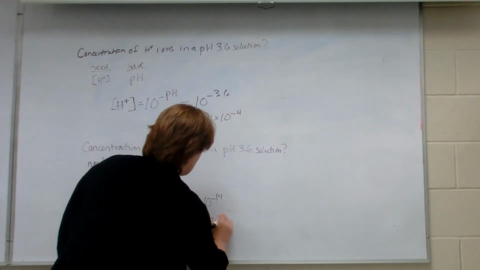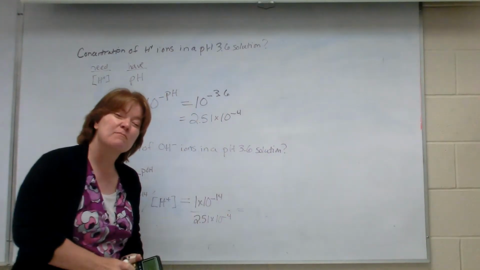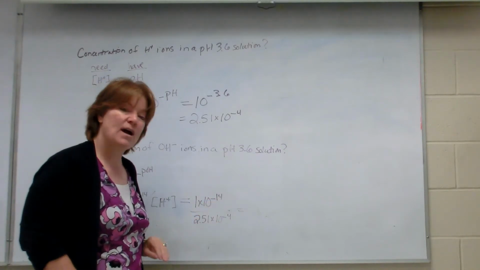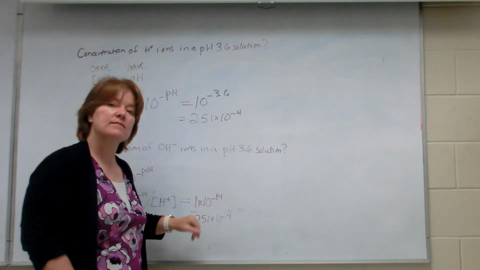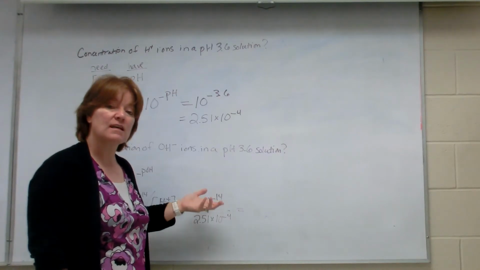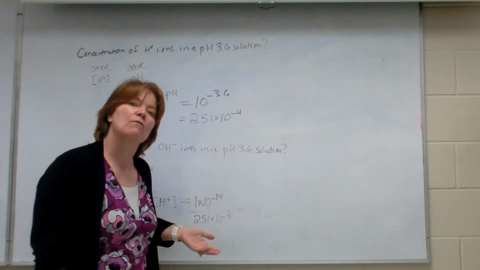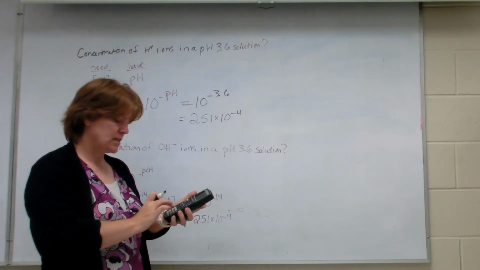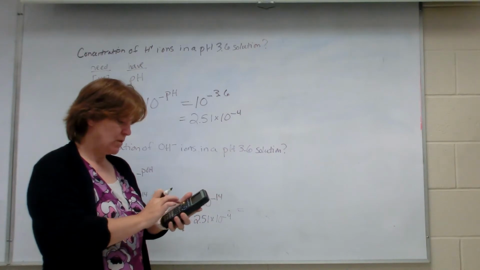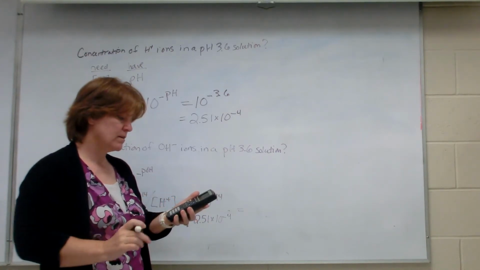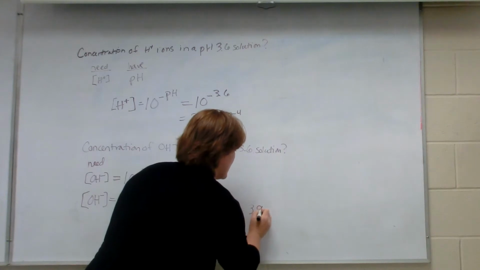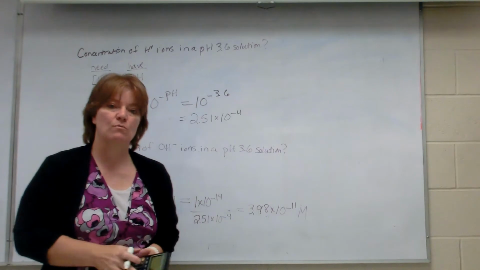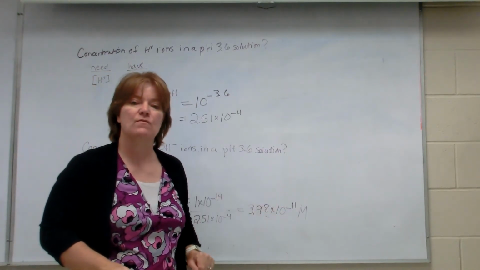2.51 times 10 to the negative 4. And if I remember my exponents, when I have an exponent on the top and an exponent on the bottom, I should be subtracting. So negative 14 minus a negative 4 would be negative 14 plus 4, should be somewhere around negative 10 as an exponent. 1 e negative 14 divided by 2.51 e negative 4, and I get 3.98 times 10 to the negative 11 molarity. So my math looks to be good. I'm happy with this value.